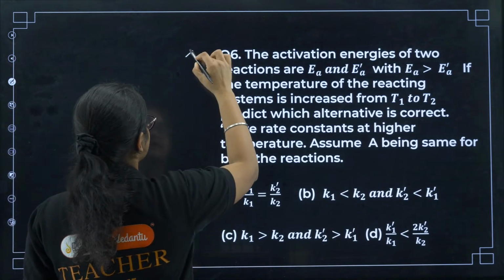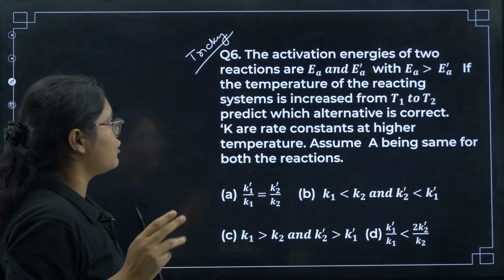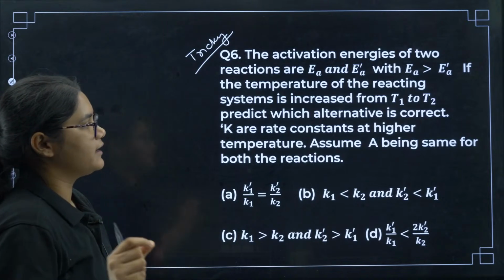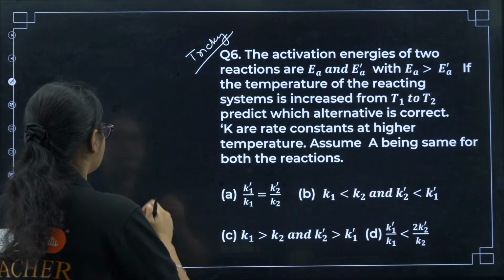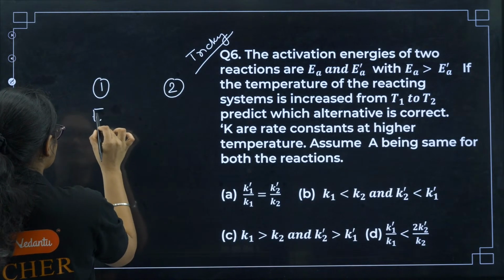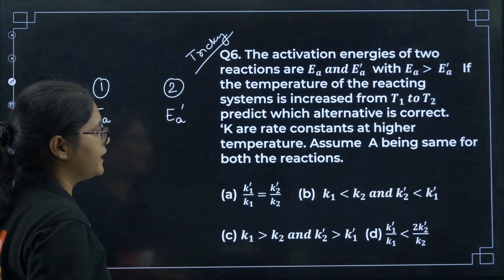This is also, I will say, a tricky question. The activation energy of two reactions are EA and EA dash, with EA greater than EA dash. We have two reactions, reaction 1 and reaction 2. The reaction 1 activation energy is EA and reaction 2 activation energy is EA dash.